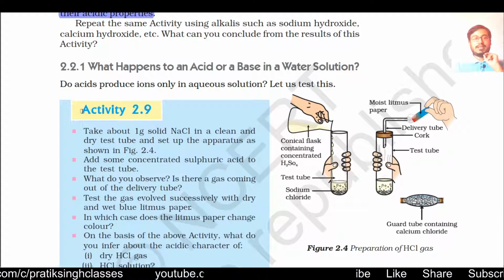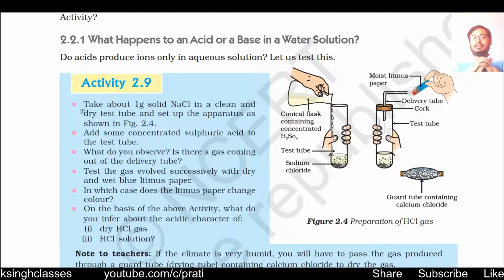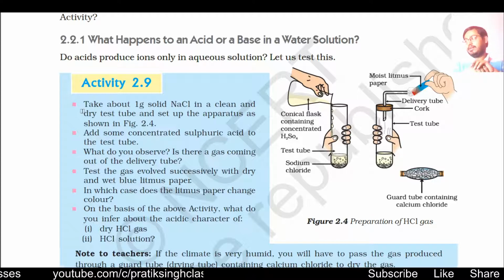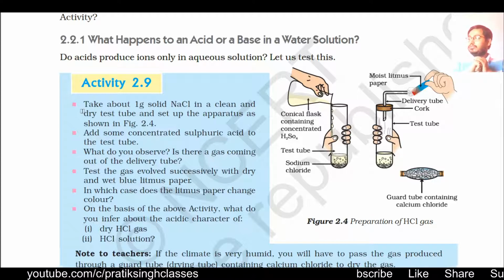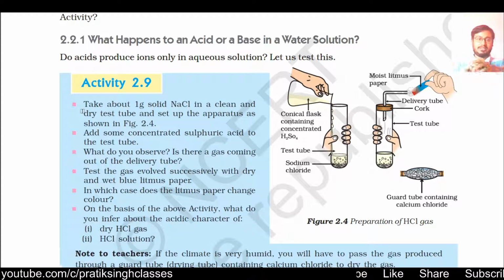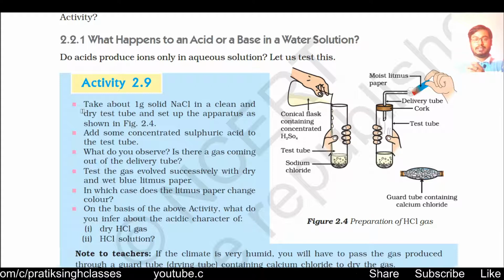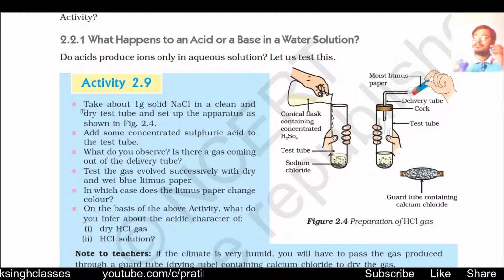What happens to an acid or a base in water solution? When we take an acidic aqueous solution or a basic aqueous solution, what really happens there? Do acids produce ions only in aqueous solution? Let us check with activity 2.9.